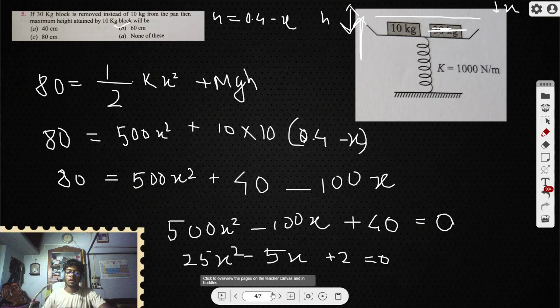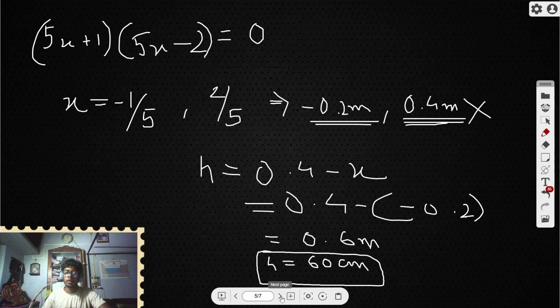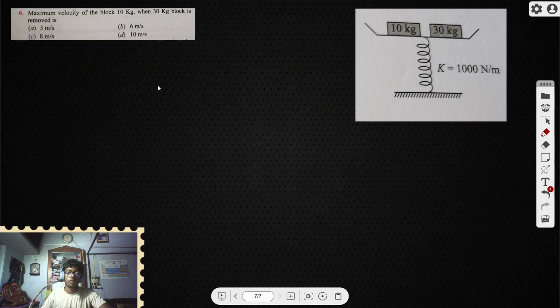Now we have to understand what they are asking in the sixth question. In the sixth question, they're asking the maximum velocity of the 10 kg block when the 30 kg block is removed. Now they are not asking the velocity, they are asking the maximum velocity. Now my question is when it will attain the maximum velocity. If we analyze the motion carefully, then we'll understand.